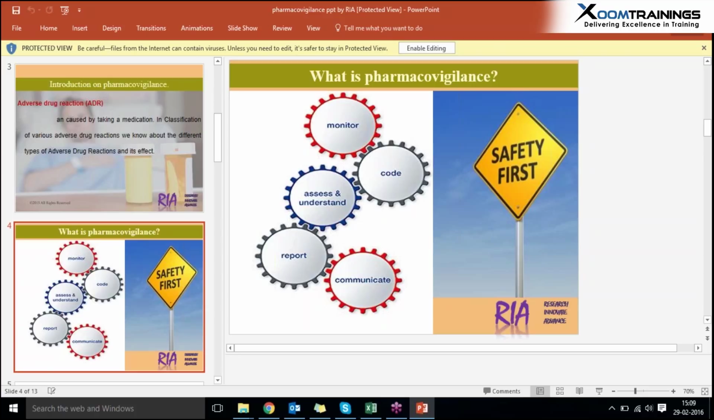Why are these side effects coming? What is the reason? Is the new drug really the reason for the side effect? Or any other food effect? Or any other medication which is taken in combination with that drug? They are going to assess it. And finally, they are going to understand what exactly the reason is.